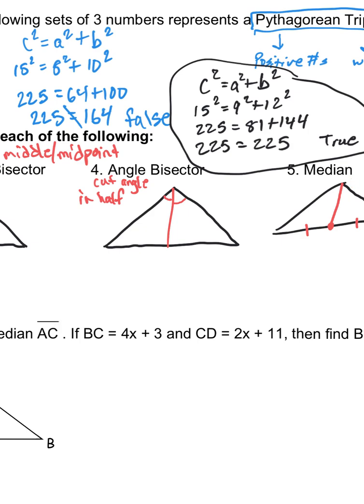And then the last one, number 6, is an altitude. Remember, for altitude, we should be thinking height. So straight up and down, right? Standing straight up and down. So if I start at this vertex, I'm going to go straight down to create a 90-degree angle. And that is an altitude. So those are your 4 special line segments.